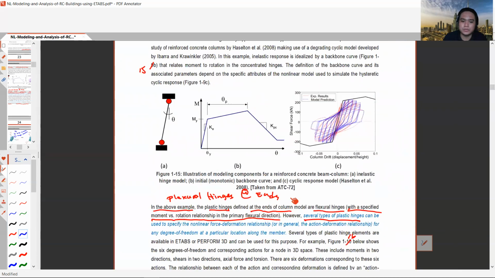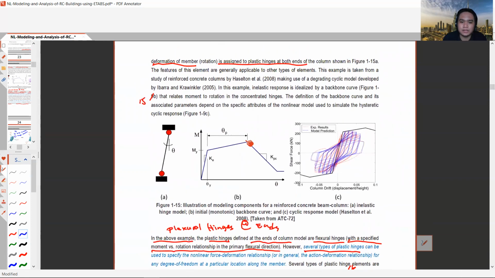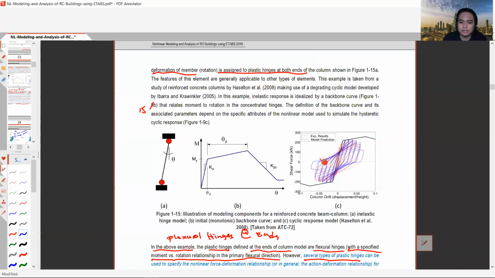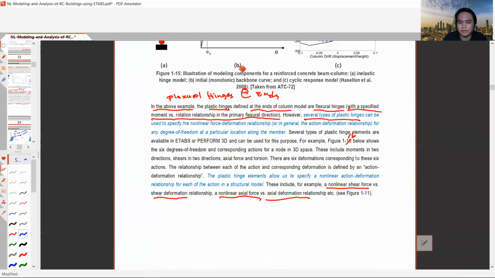Okay. So before that, we have this example na meron tayong moment. This one is the backbone curve. The backbone curve tells us the relationship of the deformation of a member to the nonlinear moments and flexural deformation. And the cyclic response is the response of the model, the column drift, for example, displacement over height compared to the shear force. Okay, so this one is the cyclic response of the model.